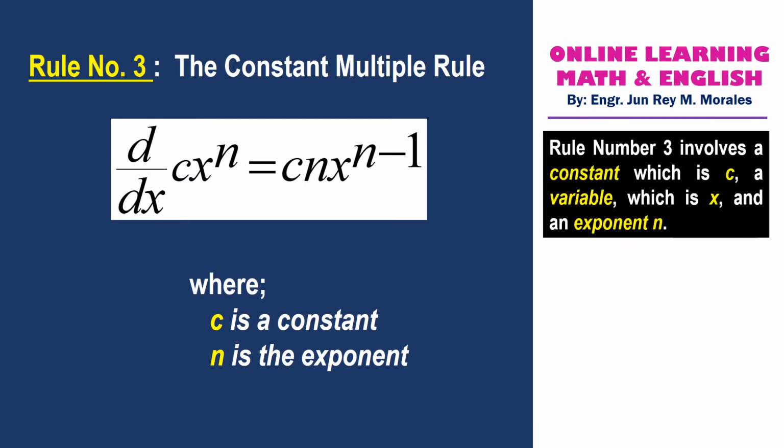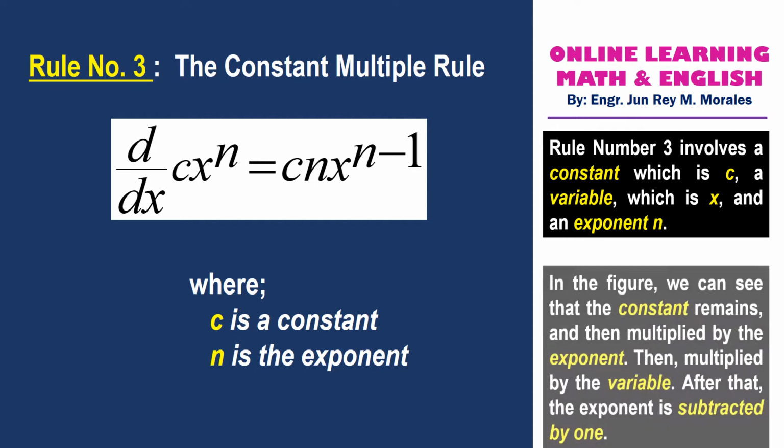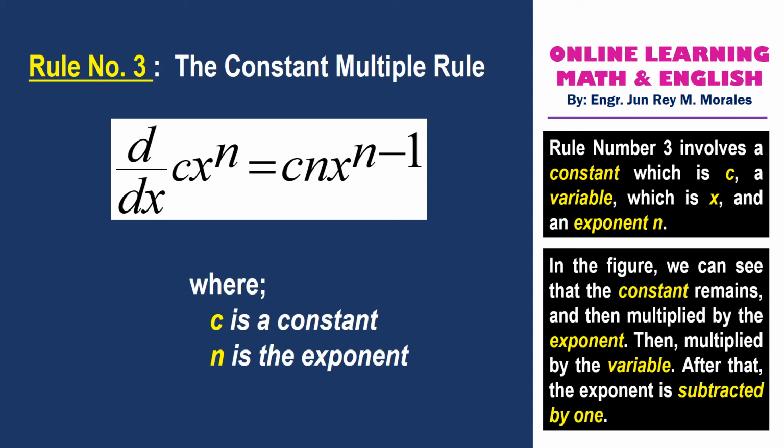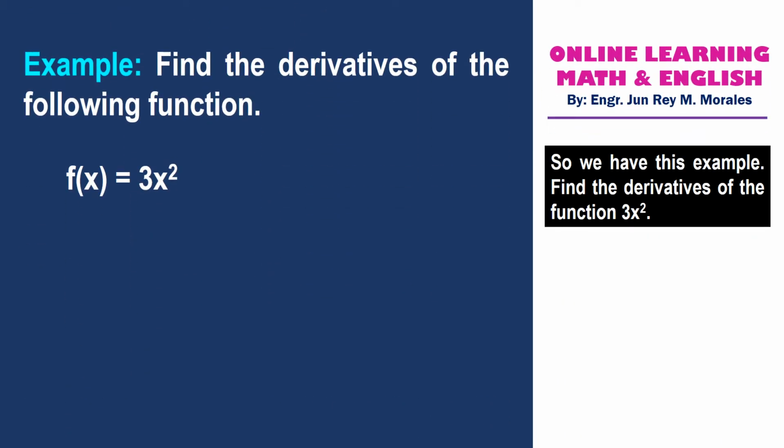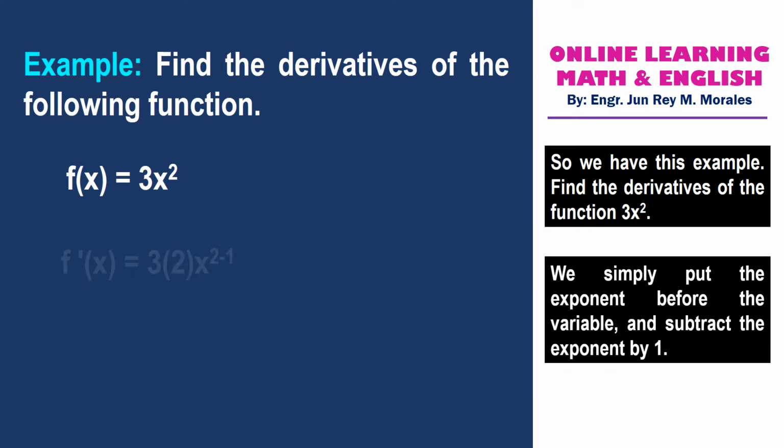Rule number 3 involves a constant, which is c, a variable, which is x, and an exponent, n. In the figure, we can see that the constant remains and then is multiplied by the exponent, then multiplied by the variable. After that, the exponent is subtracted by 1. So we have this example. Find the derivative of the function 3x squared. We simply put the exponent before the variable and subtract the exponent by 1.